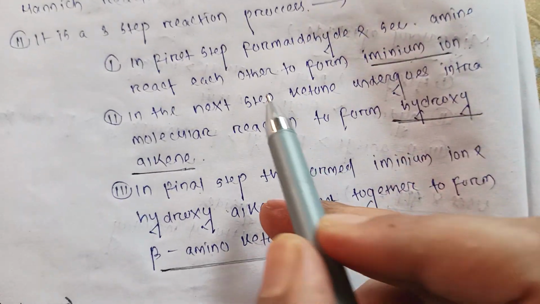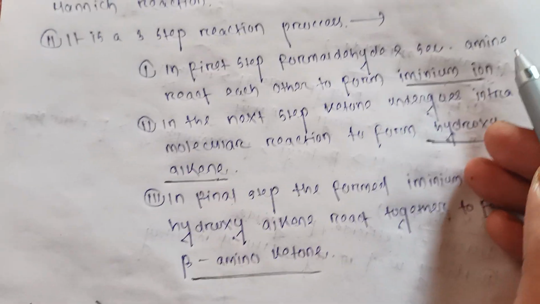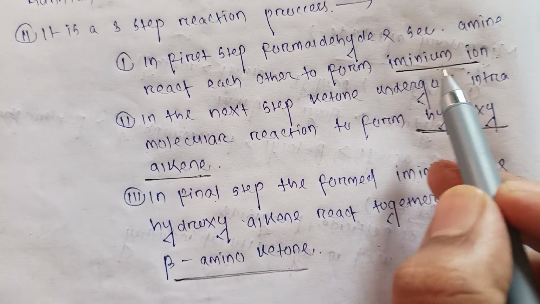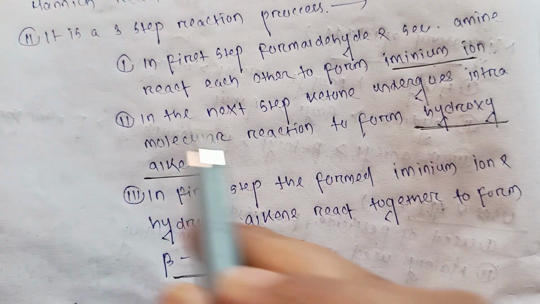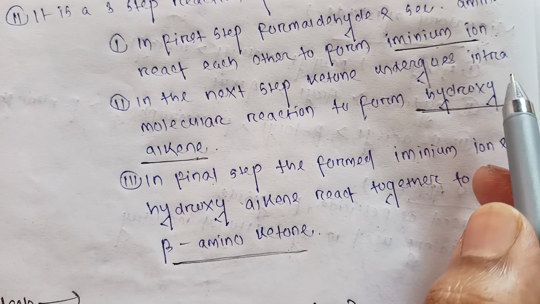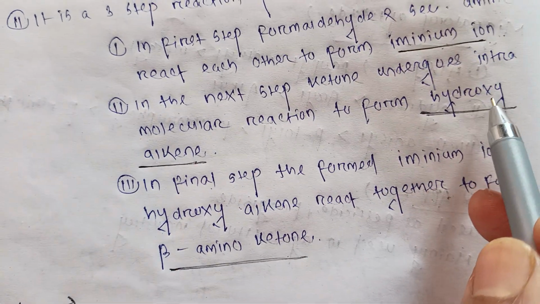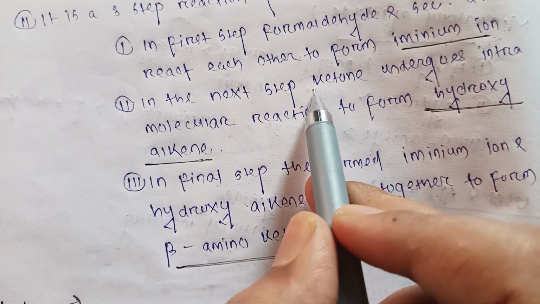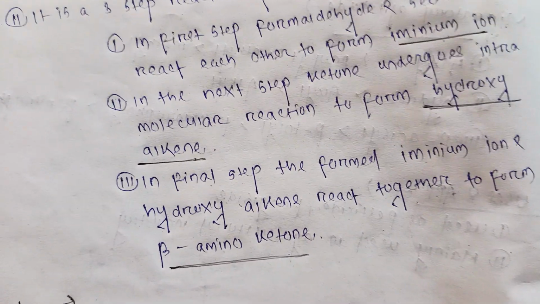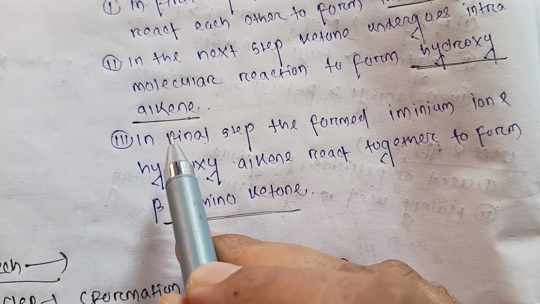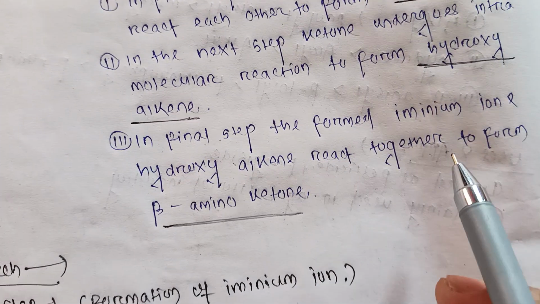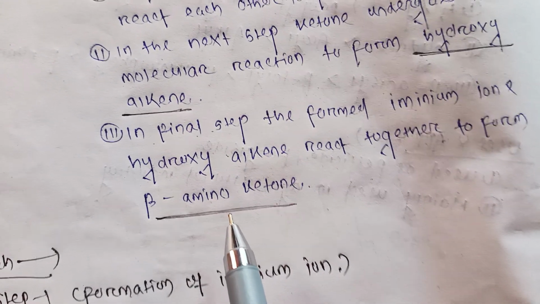So what are the steps? It is a three-step name reaction. In the first step, what happened? The formaldehyde and the secondary amine react with each other to form iminium ion. In the next step, the ketone undergoes the keto-enol reaction, that is called tautomerism. It is converted into hydroxyalkene. Here, the ketone C double bond O group is converted to enol, that is hydroxyl. So hydroxyalkene is formed. In the third step, the formed iminium ion and the hydroxyalkene react together to form beta amino ketone.